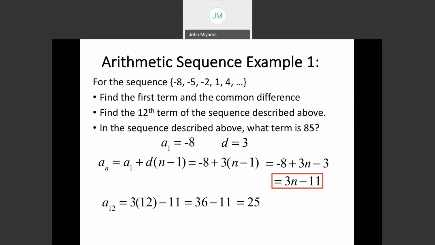Now for the third part of the problem. We want to know which term in the sequence gives 85. What that means is I will set the formula that represents the sequence equal to 85 and try to solve for the value of n. So 3n minus 11 equals 85. Moving the 11 to the other side, we get 3n equals 96, which when we divide both sides by 3 leaves us with n equals 32. This means that the 32nd term in the sequence, or a sub 32, will equal 85.